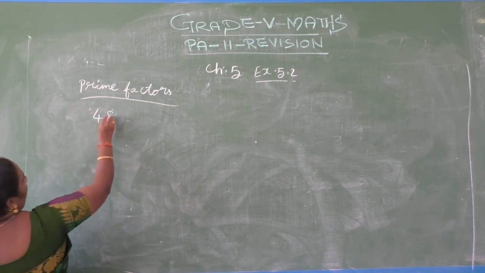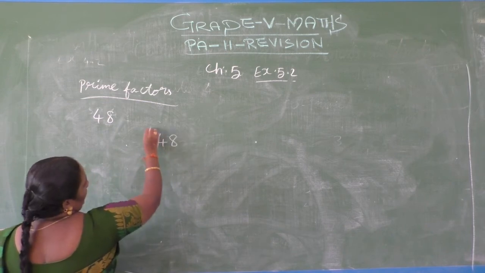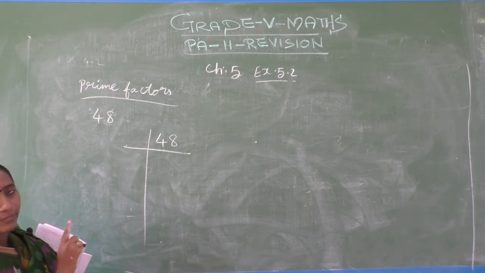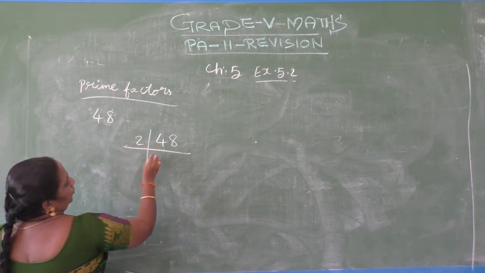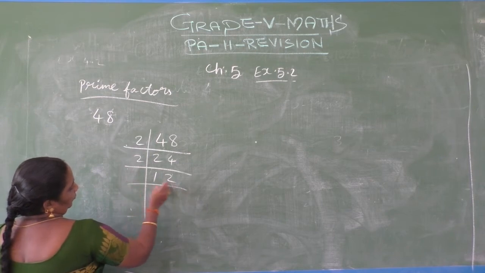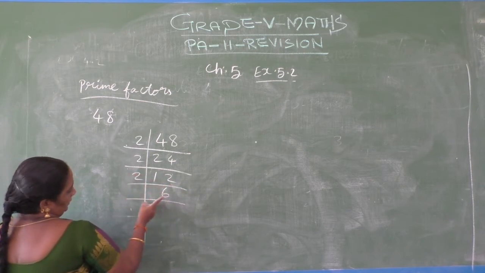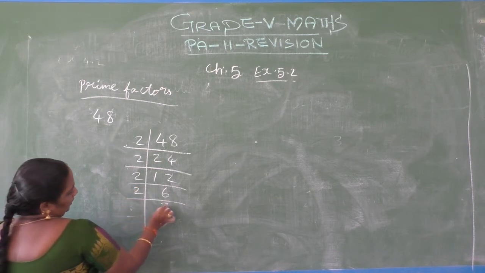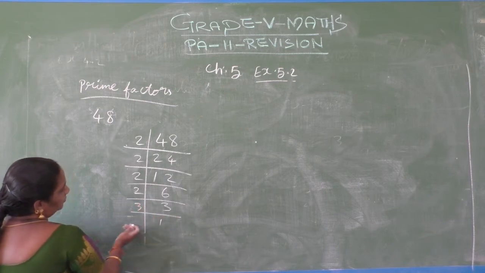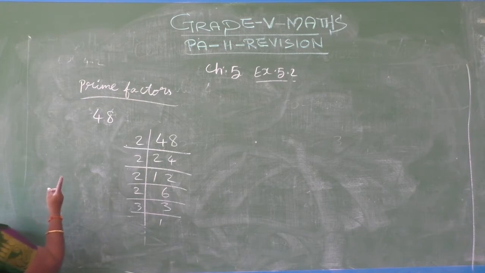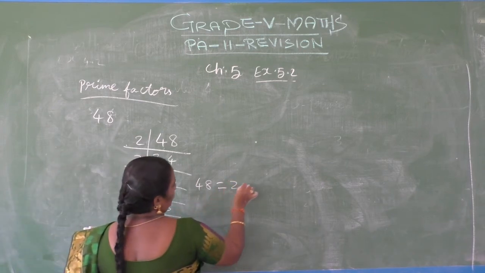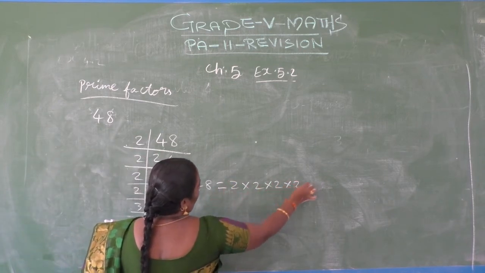Suppose they give a number, 48. You have to use prime numbers only. If the ones place ends with an even number, that number will definitely be divisible by 2. So we will take 2. 2 2s are 4, 4 2s are 8. Again 4 is an even number, 2 table: 1 2 is 2, 2 2s are 4. Again an even number, 2 table: 6 2s are 12. 6 is also an even number, again 2, 3 times. So 3 is a prime number. Therefore the prime factorization of 48 is 2 into 2 into 2 into 2 into 3.